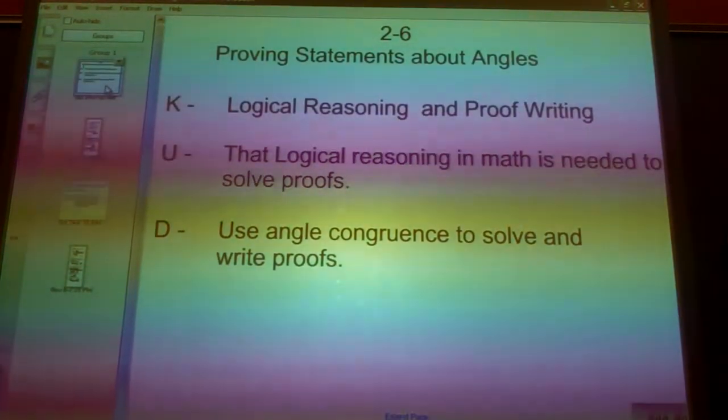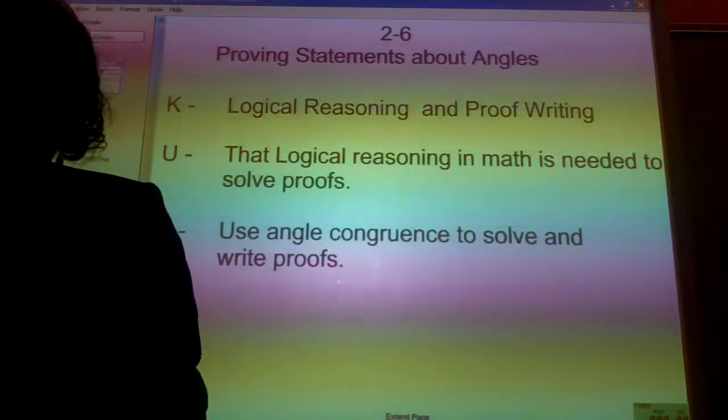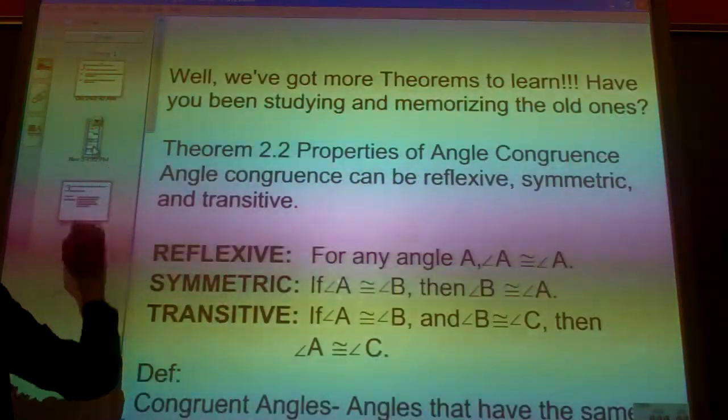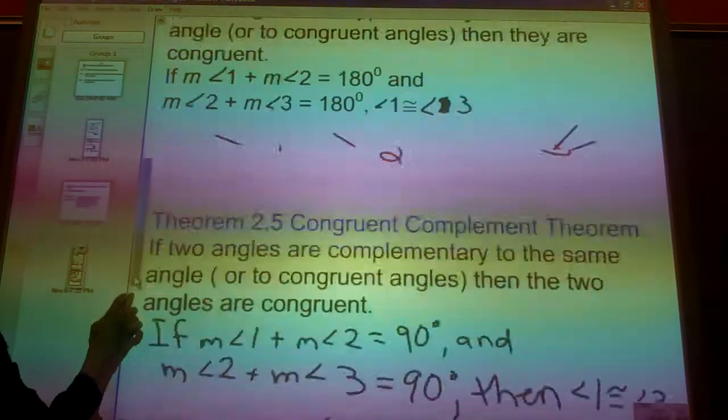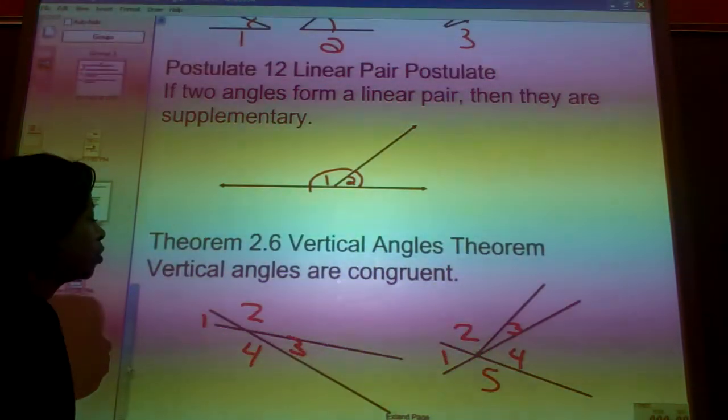This is 2-6, proving statements about angles, part 2. Last time we left, we were talking about linear pair and vertical angles. I want to briefly review that.